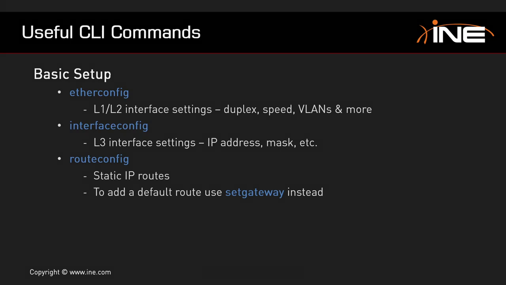The only exception here is when you want to configure a default gateway. In this case, you will have to say setgateway, because routeconfig is going to be used to add routes with a network mask of /1 or higher. So a default route, which is /0, this one you will configure with the setgateway option. Okay, basic NTP configuration is done with the ntpconfig command.